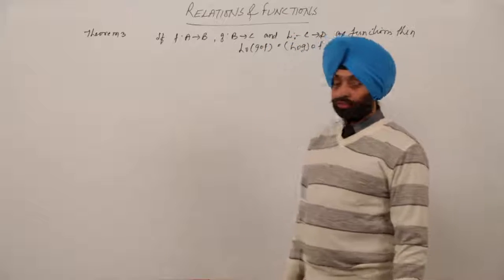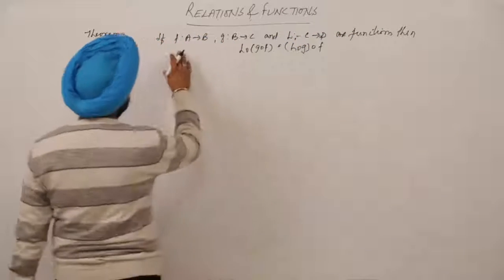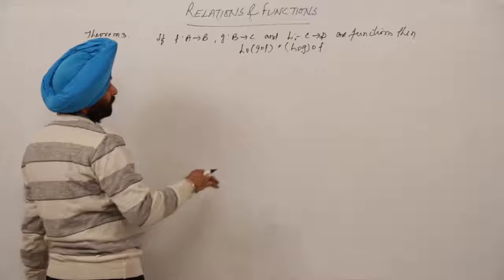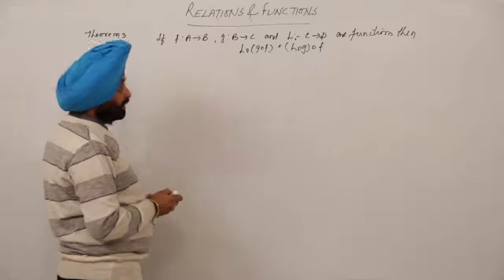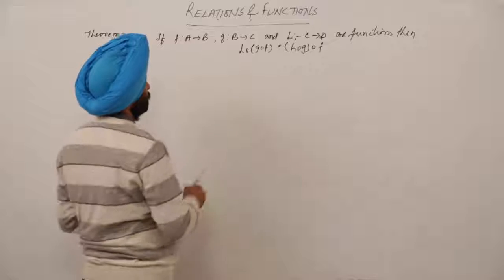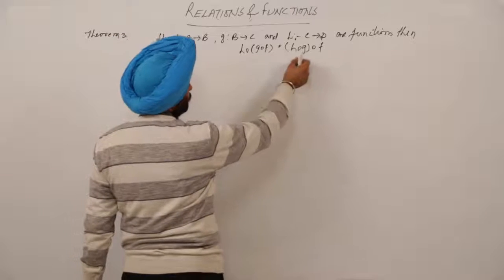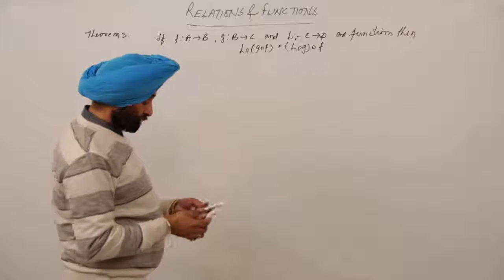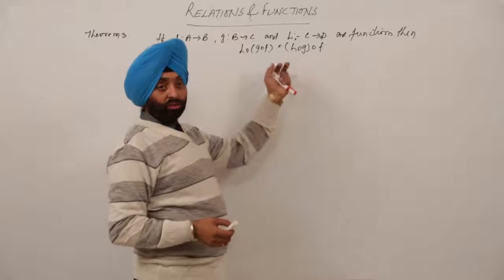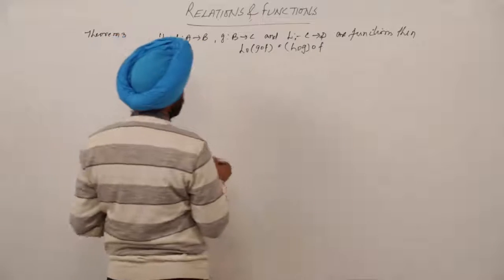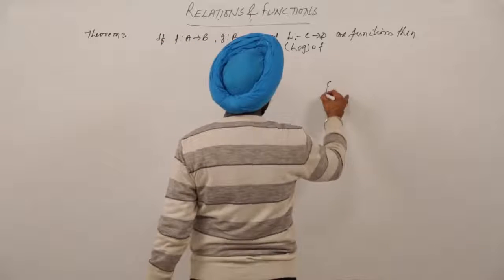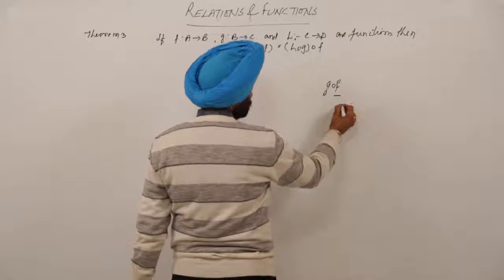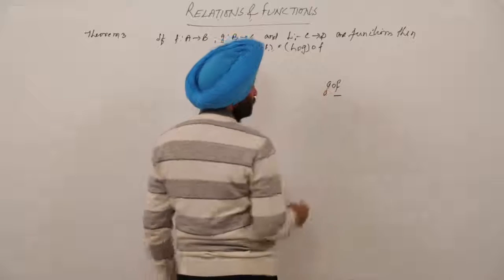Now coming to the third theorem: if a function f from A to B, a function g from B to C and a function h from C to D are functions, then are h∘(g∘f) and (h∘g)∘f possible or not? We can find the result, are they equal or not. Very simple thing. Again, let me tell you about the notation: g∘f means function f is applied first and then function g is applied second.